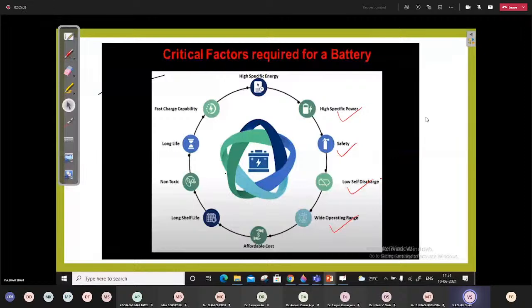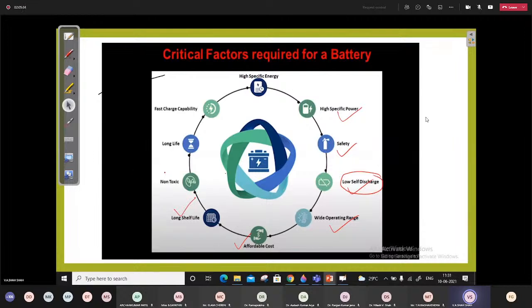That means usually the supercapacitor will have high self-discharge, but the composite material offers features such as low self-discharge, safety, wide operating range, affordable cost, long shelf life, non-toxic, long life, and fast charge capability.